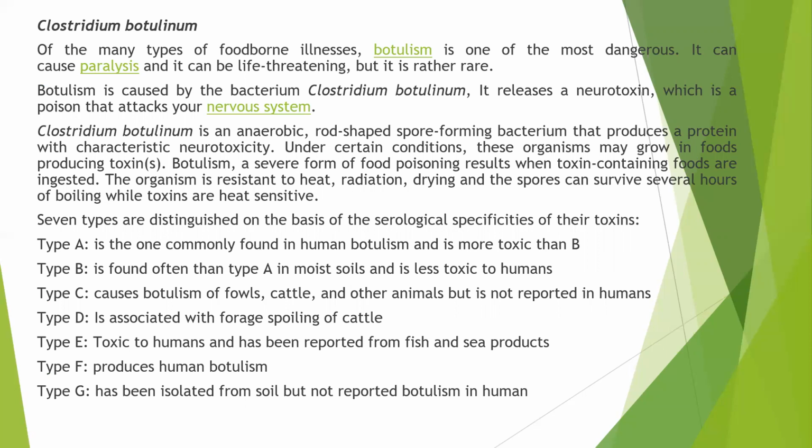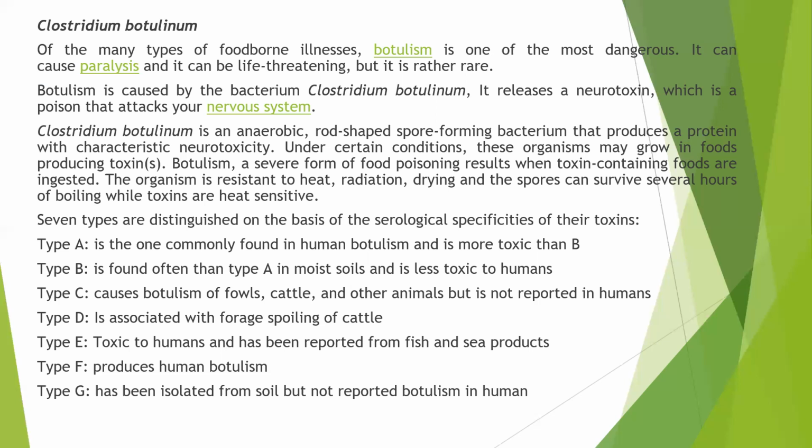Clostridium botulinum is an anaerobic, rod-shaped, spore-forming bacterium that produces a protein with a characteristic neurotoxicity. Under certain conditions, these organisms may grow in foods, producing toxins. Botulism is a severe form of food poisoning that results when toxin-containing foods are ingested. The organism is resistant to heat, radiation, and drying, and the spores can survive several hours of boiling, while the toxins are heat sensitive. Seven types are distinguished on the basis of serological specificities of their toxins.